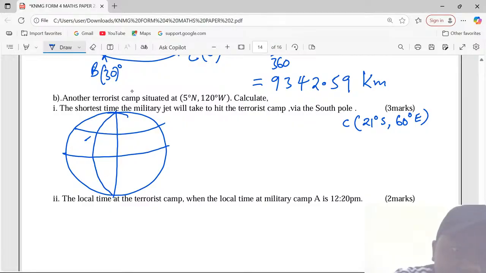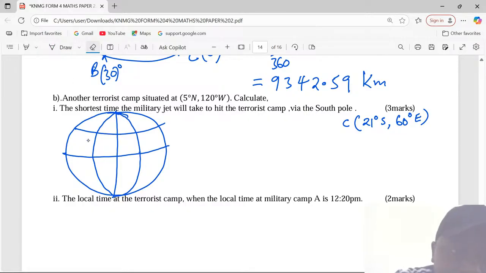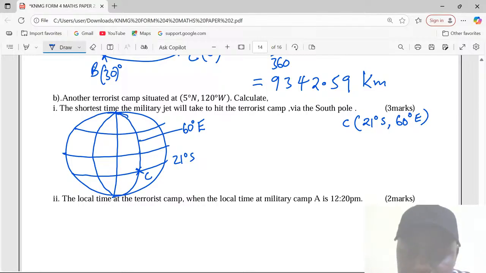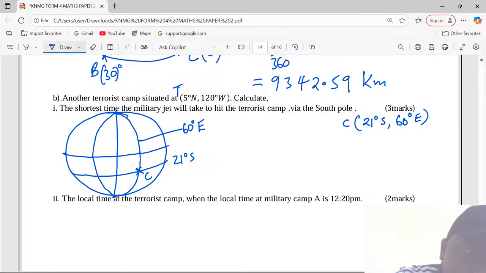Let's check that. This is where the jet is. The jet is at C, 21 in the south. C is here, 60 in the east. Then it has to fly from C through the South Pole until the terrorist camp. I can call it T, until the terrorist camp, which is 5 in the north.